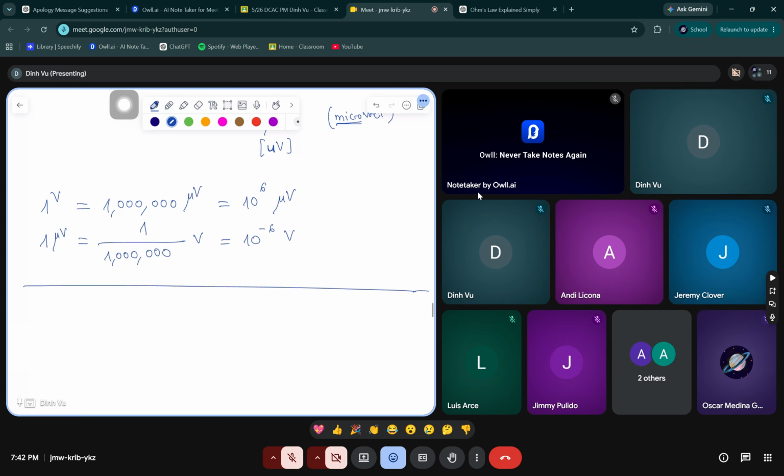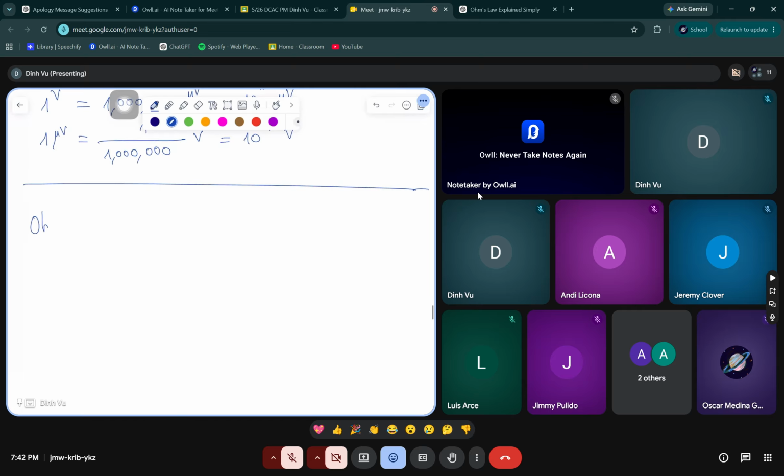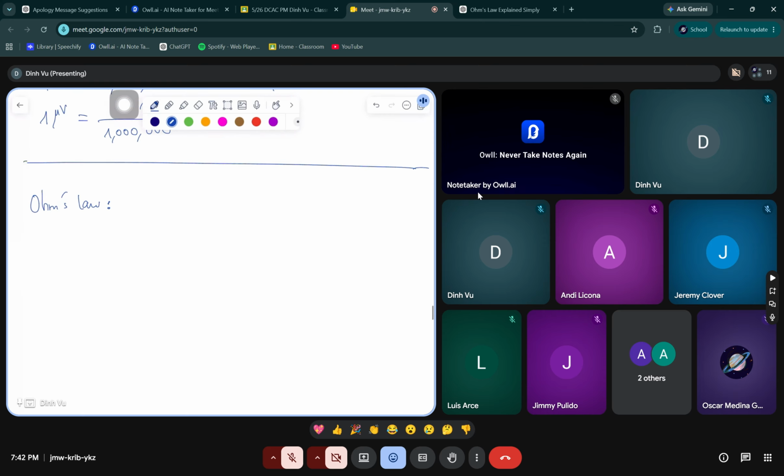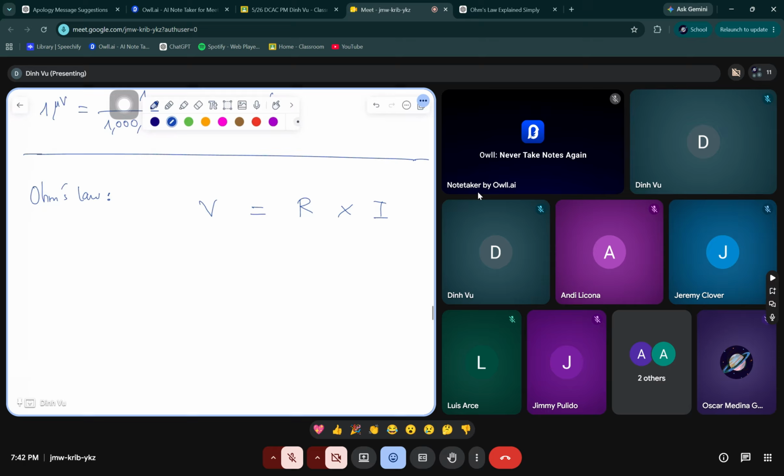Now, return to our Ohm's law. V is R times I. This is the basic Ohm's law. V is R times I. So R in ohms, I in ampere, and V in volts.